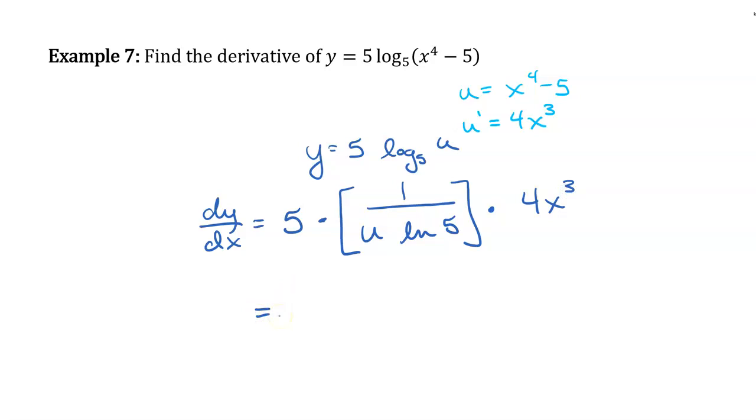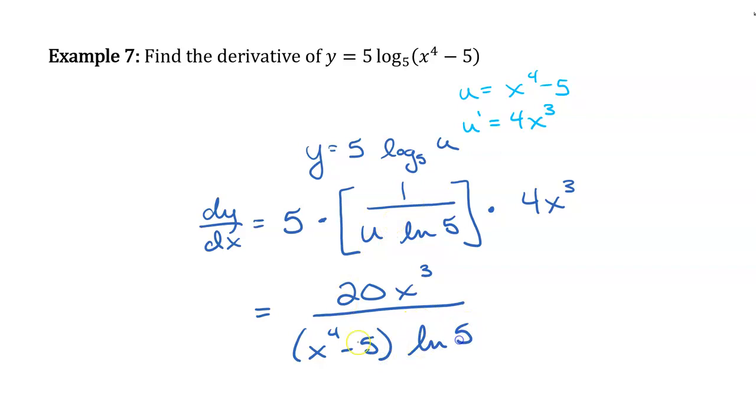So let's simplify this a bit. So I get 20x cubed over x to the 4 minus 5, because that's what our u is, times ln 5. And there's just not much else I can do. So in a lot of cases for these logarithmic derivatives, there's only a few steps to them. So don't get bogged down too much and start second-guessing yourself.